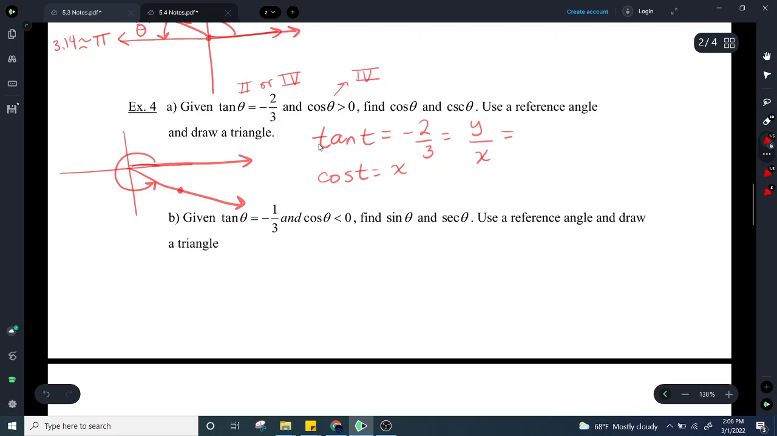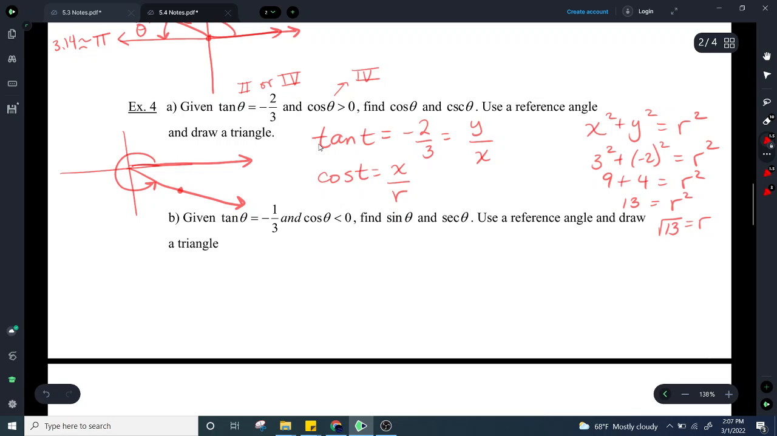Cosine, remember, is x over r. So I've got the x value, but I need the r value. All right, so remember what we said earlier, that x squared plus y squared was equal to r squared. x was the denominator, so x was 3. And then y we said was negative 2. So that gives me 9 plus 4. So r squared equals 13, which means that r equals the square root of 13.